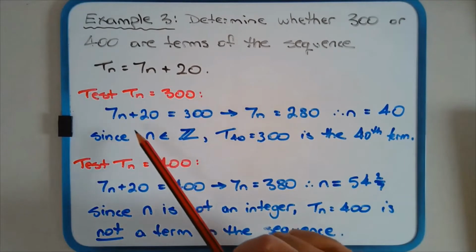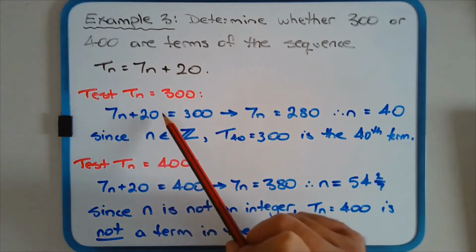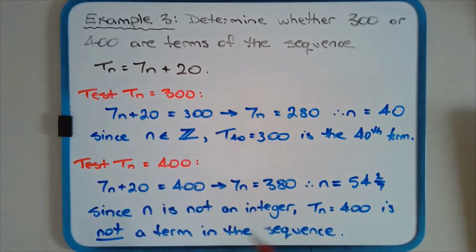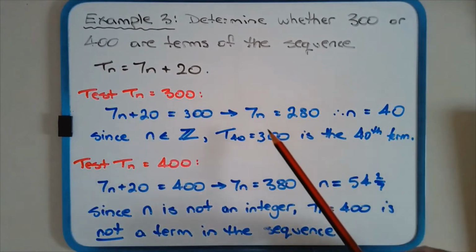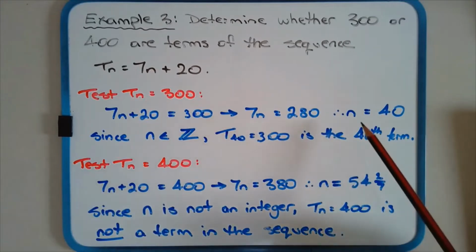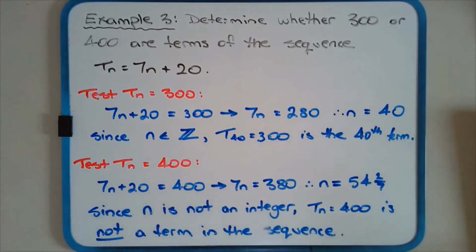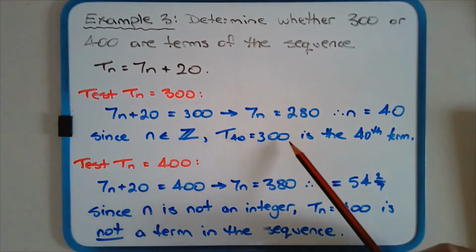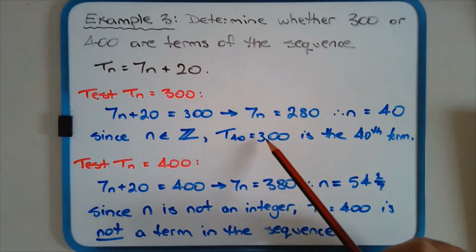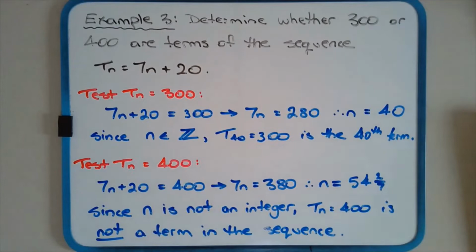So we're going to form the equation. 7n plus 20 is equal to 300. So we're just going to let Tn equal 300, rearrange the formula and solve for n. So 7n equals 280. And dividing both sides by 7, we get n equals 40. Now, since n is an integer, in fact a positive integer at that, T40 equals 300. N equals 40, so that means that 300 represents the 40th term in this sequence.